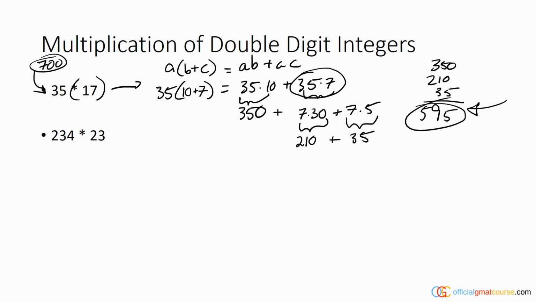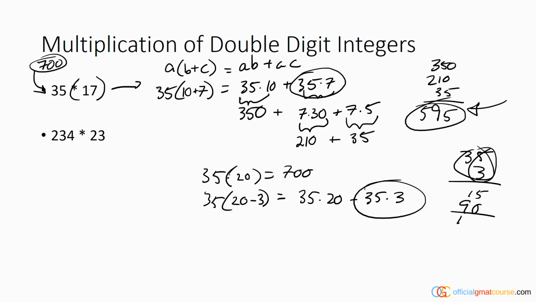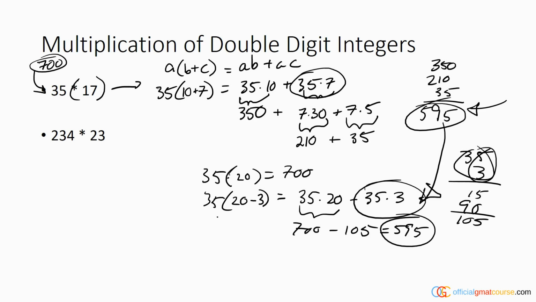And this is another way that you can do difficult multiplication. So if you know 35 times 20 is equal to 700, 35 times 17 is the same as 35 times (20 minus 3), which is going to equal 35 times 20 minus 35 times 3. And 35 times 3, 3 times 5 is 15, 3 times 30 is 90, which gives me 105. So I end up with 700, as we said, minus 105, which equals 595 as well. So two slightly different methods for doing this calculation.